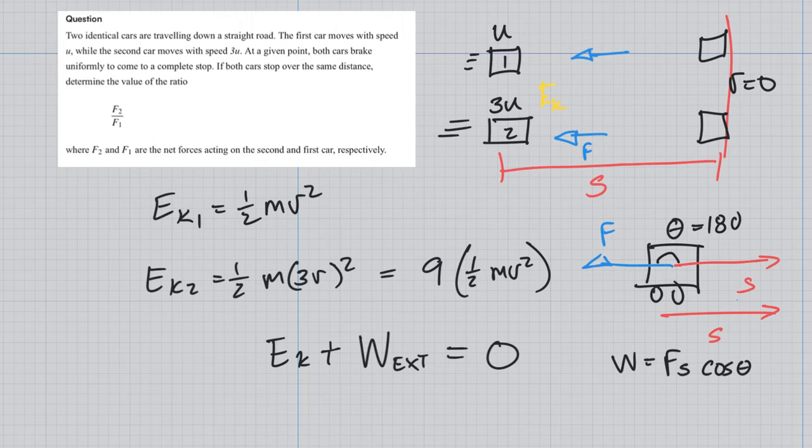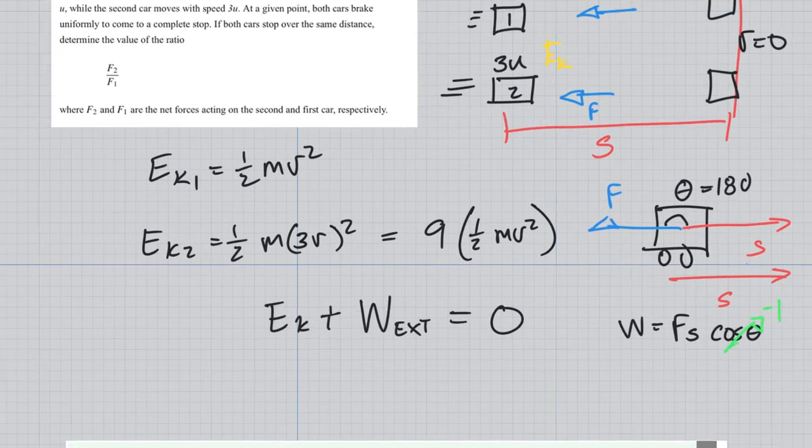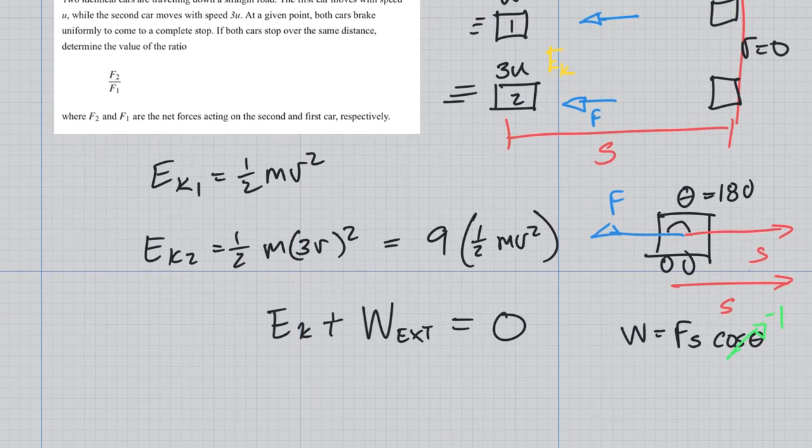And so that makes the cosine of 180 equal to -1. And so our work is a negative work. And that makes sense because we had initial energy and then our final energy is 0. So we lost energy due to the work done here. So if we set this up, what we have is our kinetic energy is going to equal force times displacement. We put a negative there, we add it over. So our energy is going to equal our work, which is force times displacement.